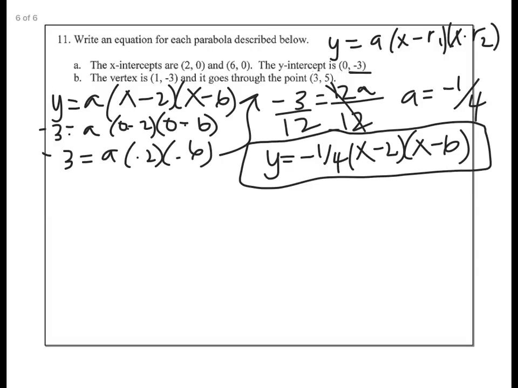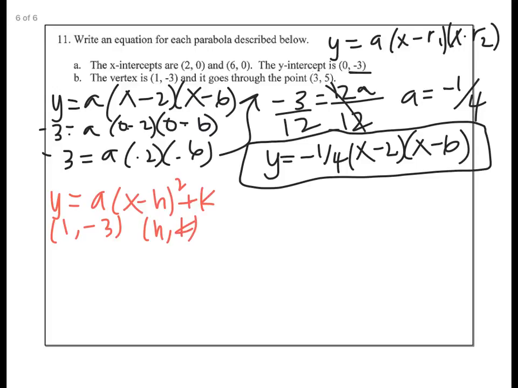Alright, let's look at b. The vertex is (1, -3), and it goes to the point (3, 5). Well, they give us the vertex, so let's use the vertex form for b, which is y is equal to a times x minus h squared plus k. Remember, if the vertex is at (1, -3), that is my h and k. So now I know I have y is equal to a times x minus 1 squared minus 3.